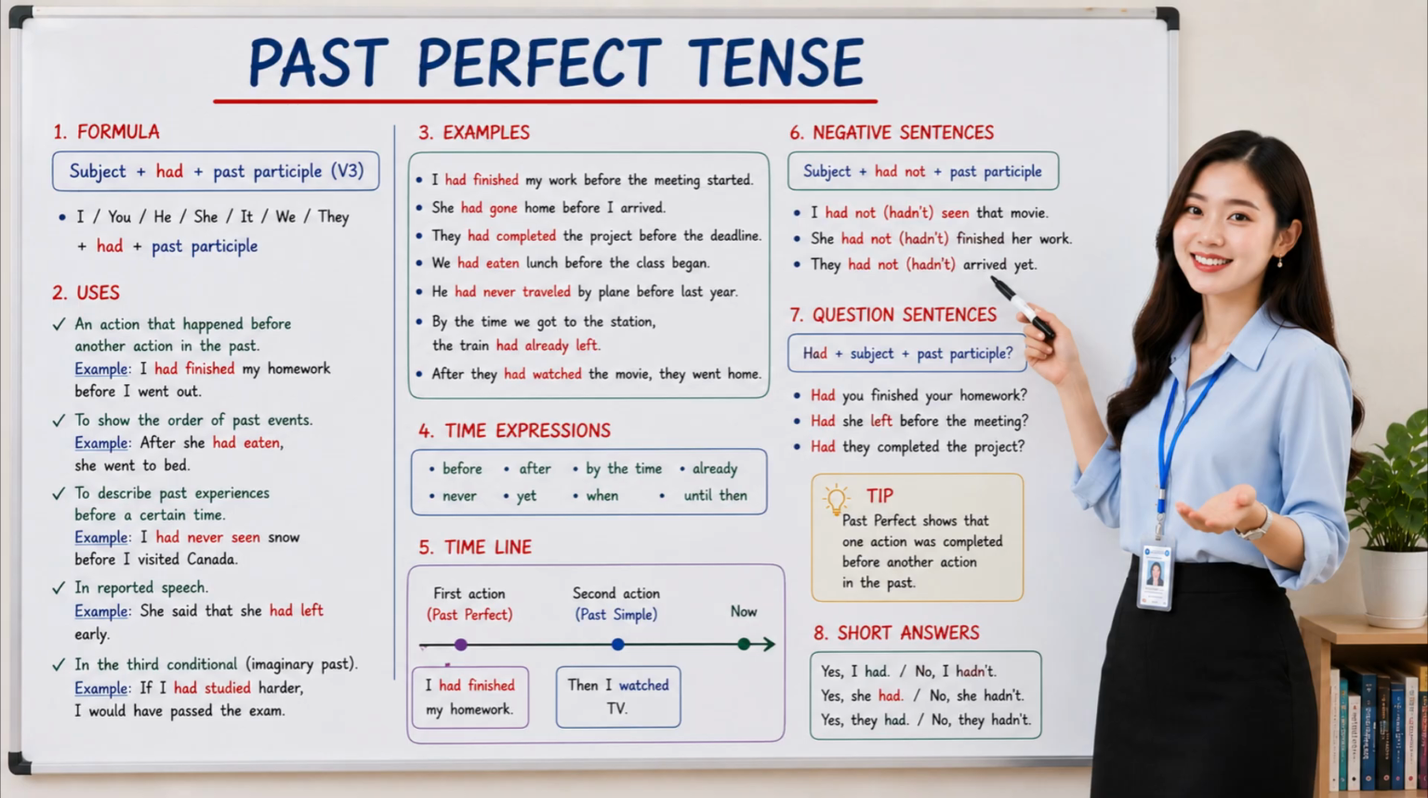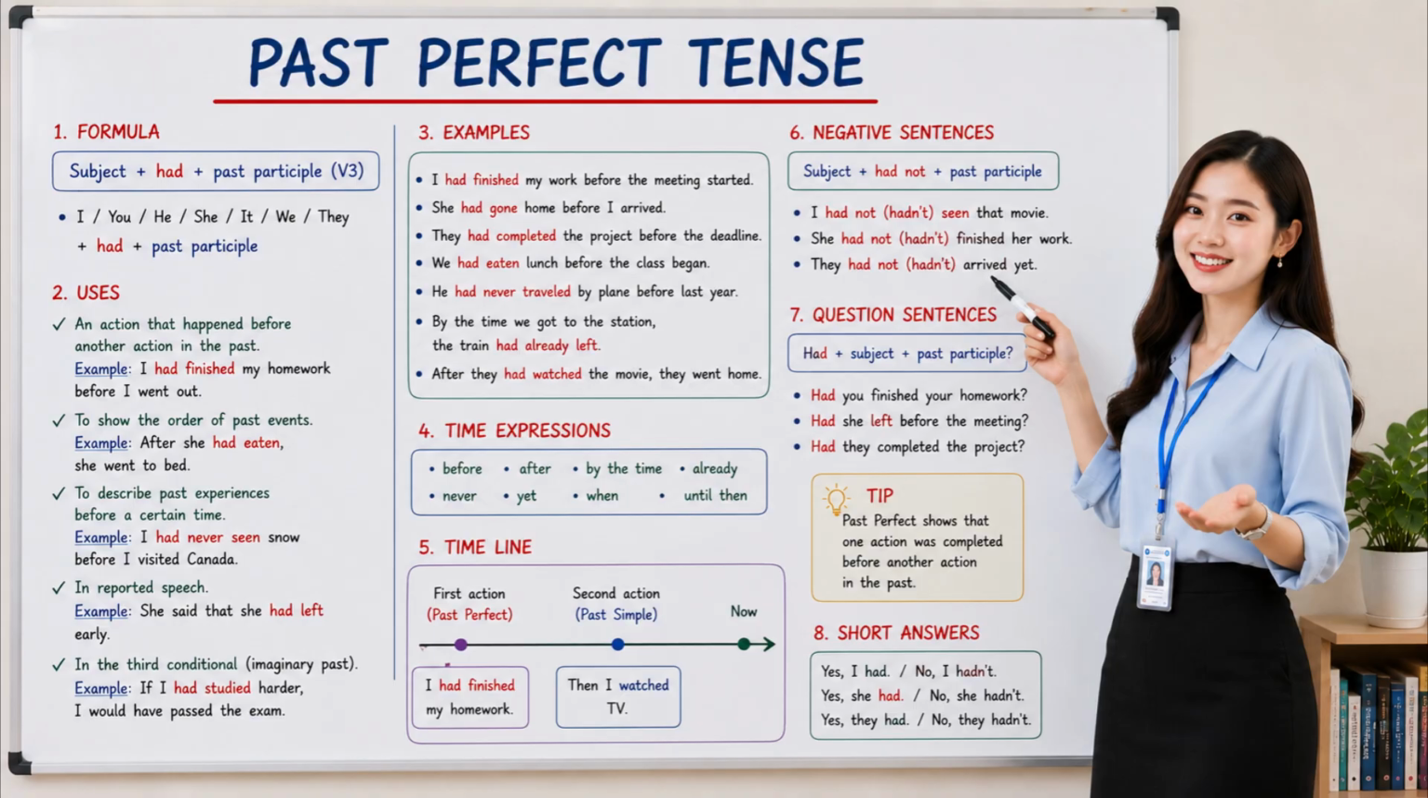1. An action that happened before another action in the past. This is the most common use of the past perfect tense. Examples. I had eaten breakfast before I went to school. She had finished her work before her boss arrived. They had cleaned the classroom before the students came in. We had left the office before the storm started. He had studied English before he moved abroad.